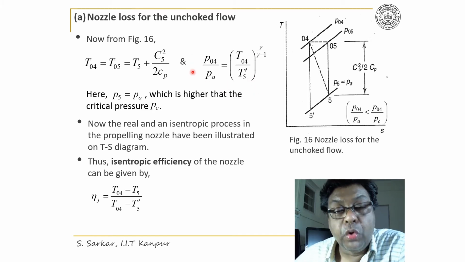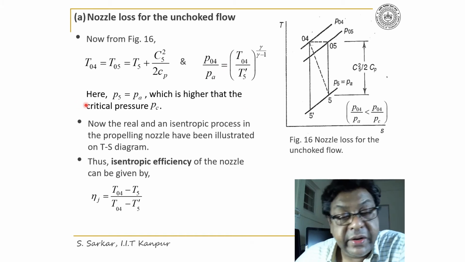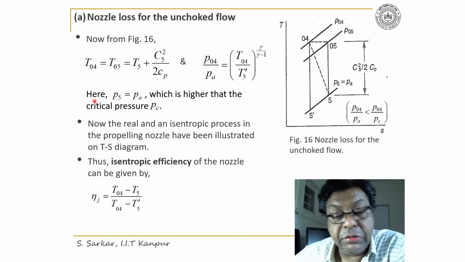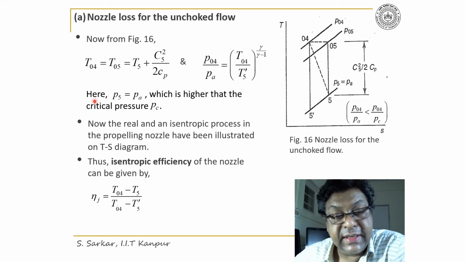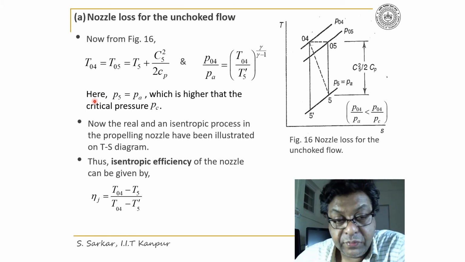Thus P04 by Pa is equal to T04 by T5 dash to the power gamma by gamma minus 1. Now here P5 must be equal to atmospheric pressure Pa, which is higher than the critical pressure Pc.